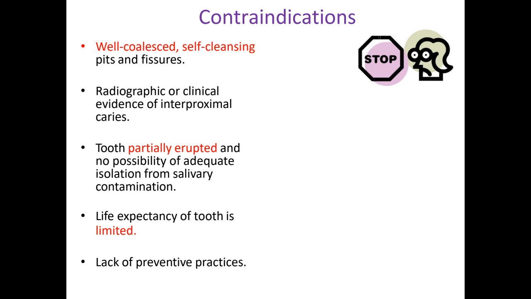Life expectancy of the tooth is limited. It means if you are placing a sealant on a tooth which is very near to exfoliation, for example the deciduous tooth, we need to think about the age of the patient and the exfoliation time of that tooth. If it is very close to it, then don't place the sealant on it. The last is lack of preventive practices. If you place pit and fissure sealants in patients who lack preventive practices, then there is no point in placing them. Okay, so you are avoiding something, but the patient is coming with other issues.